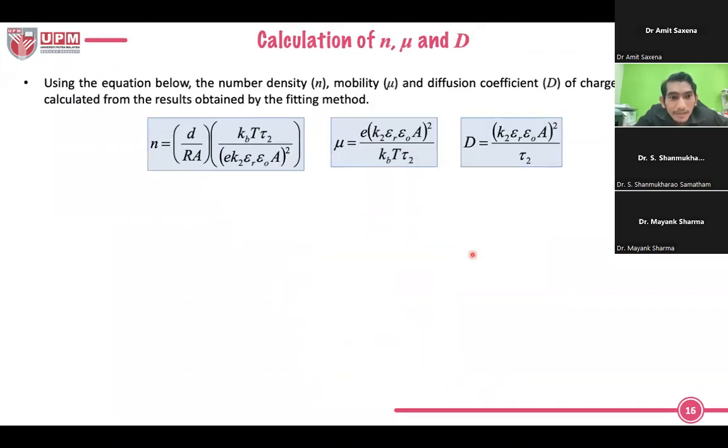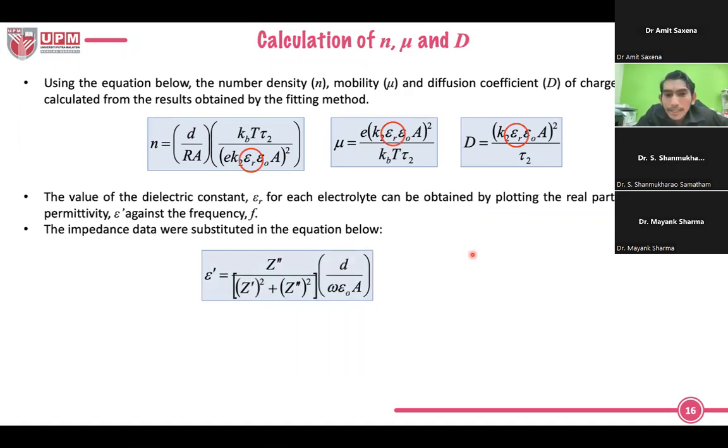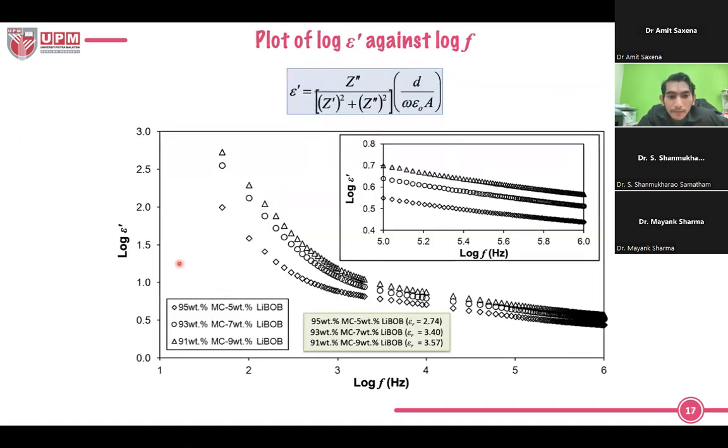Okay, from this, using the equation derived just now, we can determine the values. We can see that here we need the dielectric constant, but we don't have a dielectric constant. So how do we obtain the dielectric constant of the material? We need to plot the real part of the complex permittivity against frequency, and from this plot, we can determine the dielectric constant of the material at high frequency.